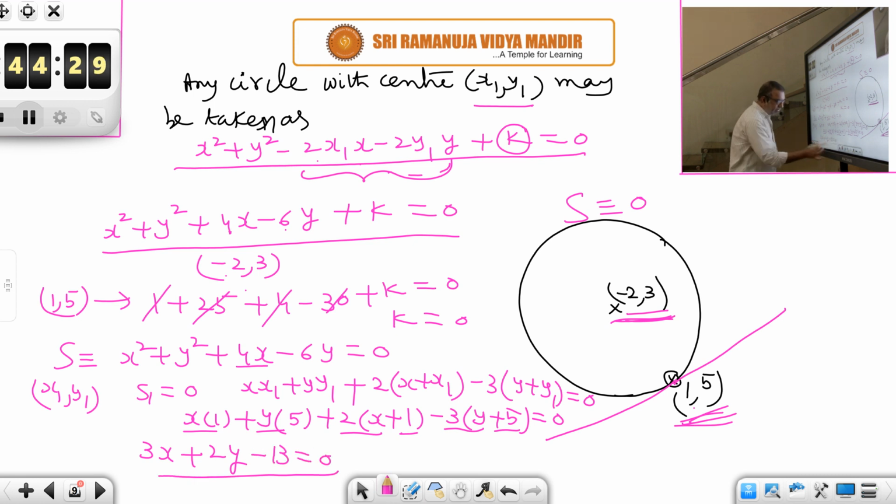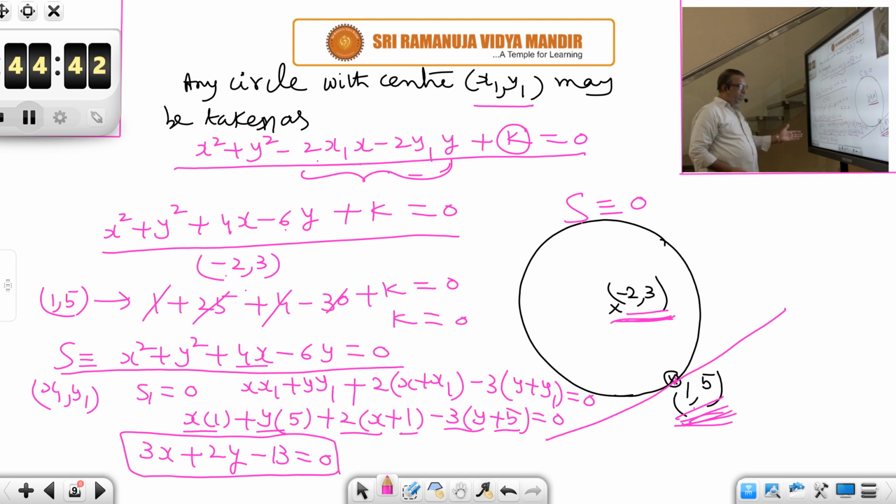So this is how to apply the formula S1 is equal to 0. If a point is on the circle, 1 comma 5 is on the circle, and you know the equation of the circle, S is equal to 0, to find the tangent simply apply the formula S1 equal to 0: xx1 plus yy1 plus g into x plus x1 plus f into y plus y1 plus c. Plus c is of course 0 in this case because k is 0 here. So is it correct or not?